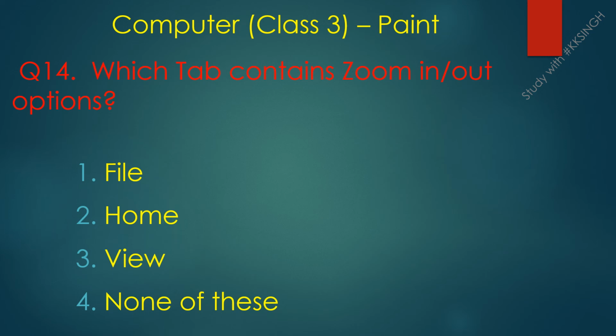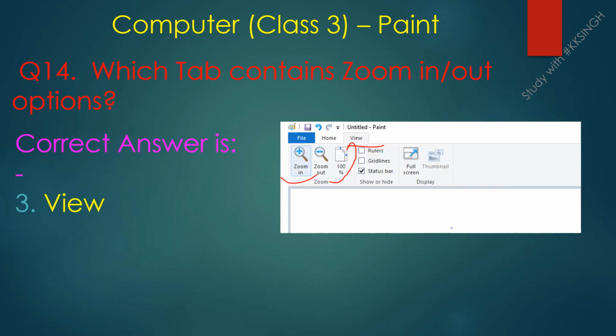Which tab contains the zoom in and zoom out options? File, home, view, none of them. View. See, zoom in and zoom out are contained in the view tab.